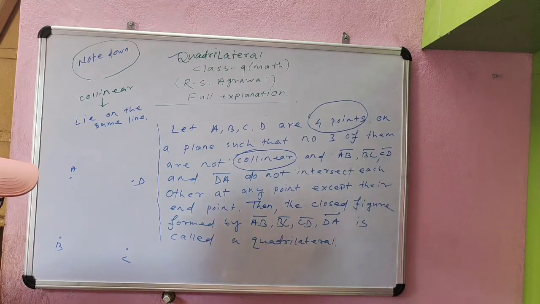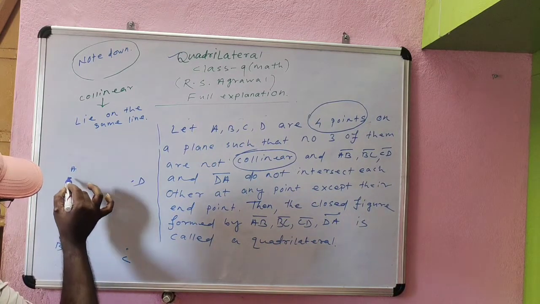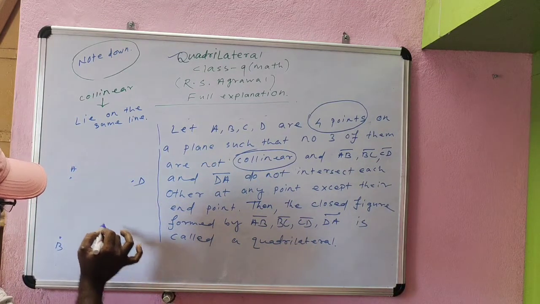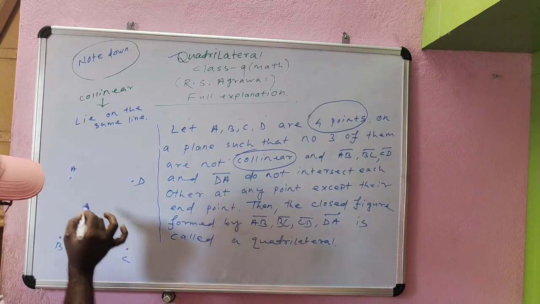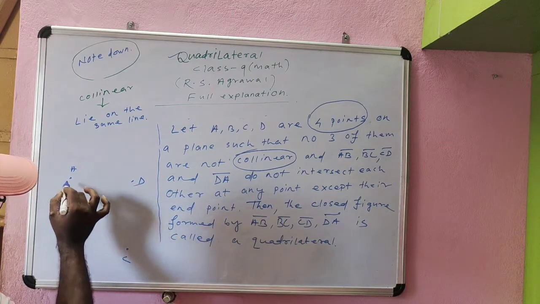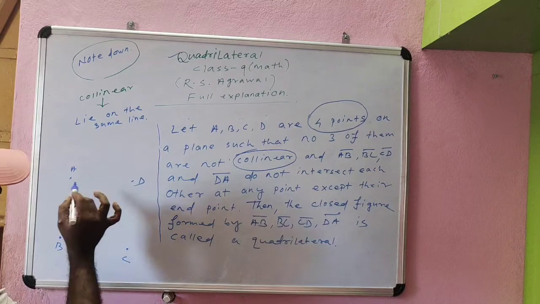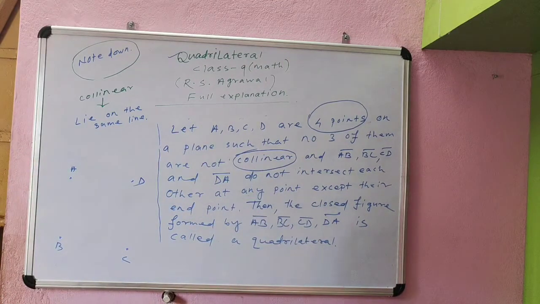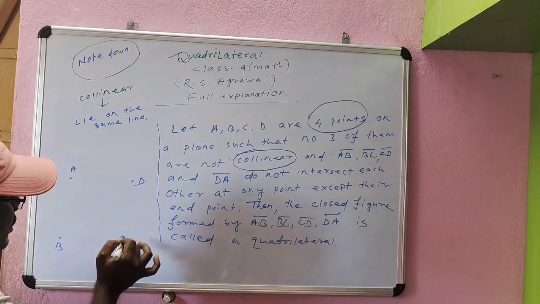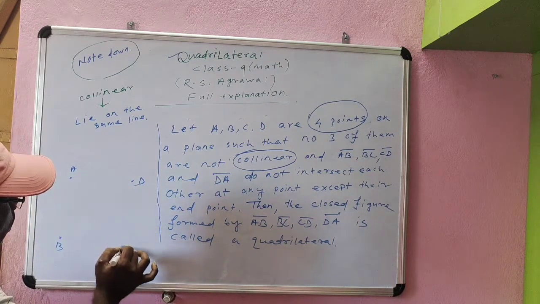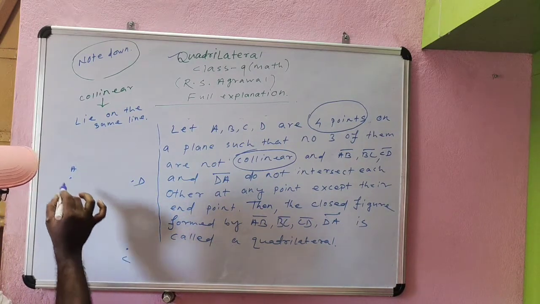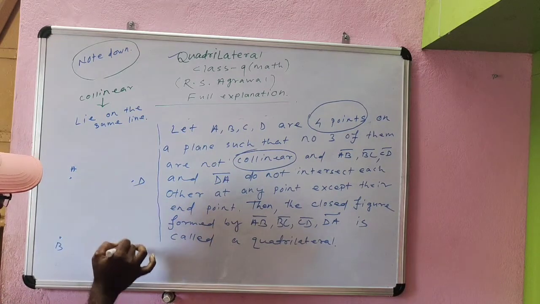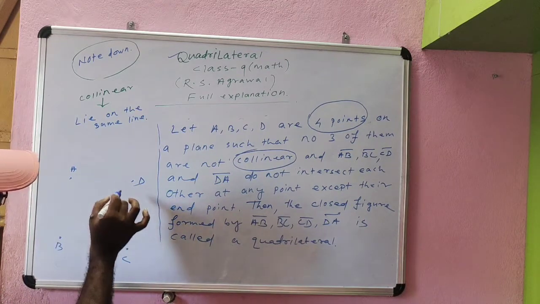Suppose you check these 3 points A, D, C. The total number of points is 4, but you check these 3 points. And you see that these 3 points do not lie on the same line.